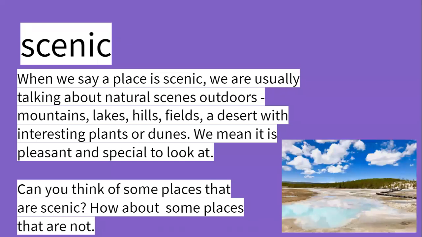Scenic. When we say a place is scenic, we are usually talking about natural scenes, outdoors, mountains, lakes, hills, fields, a desert with interesting plants or dunes. What does it mean? Oh, we mean it is pleasant and special to look at. If you can think of some places that are scenic or places that are not, like mountains or beaches.